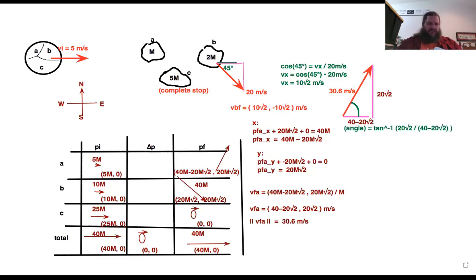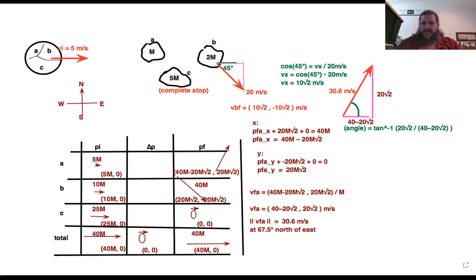So inverse tangent, make sure the calculator is in degree mode if we want degrees. Inverse tangent of 20 root 2 divided by 40 minus 20 root 2. And I'm getting about 67.5 degrees. So at a direction of 67.5 degrees north of east is how I would describe the direction.